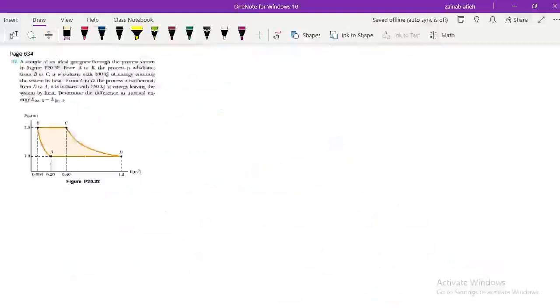I will move to problem 32 of the same page, 634. A sample of an ideal gas goes through the process shown in figure 20.32. From A to B, the process is adiabatic. Let me write on the figure, so this one here, it is an adiabatic process. For sure, this is an adiabatic compression because the volume is decreasing.